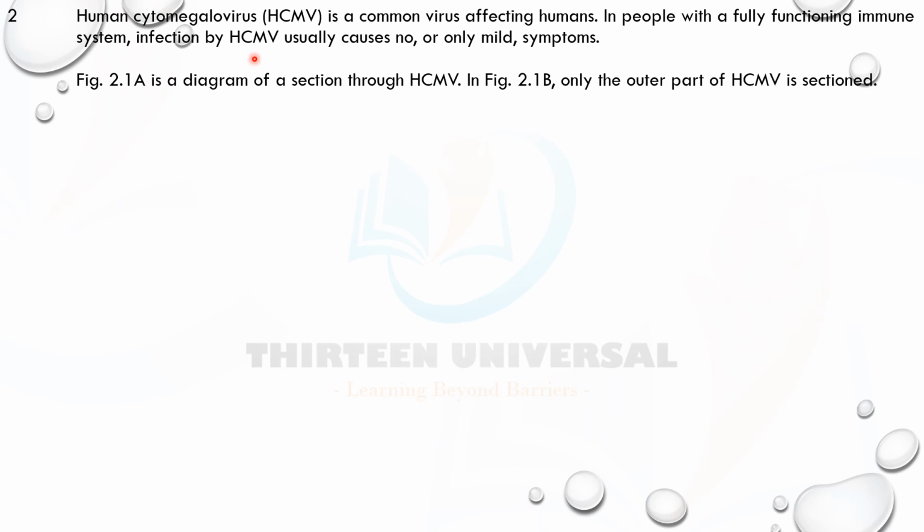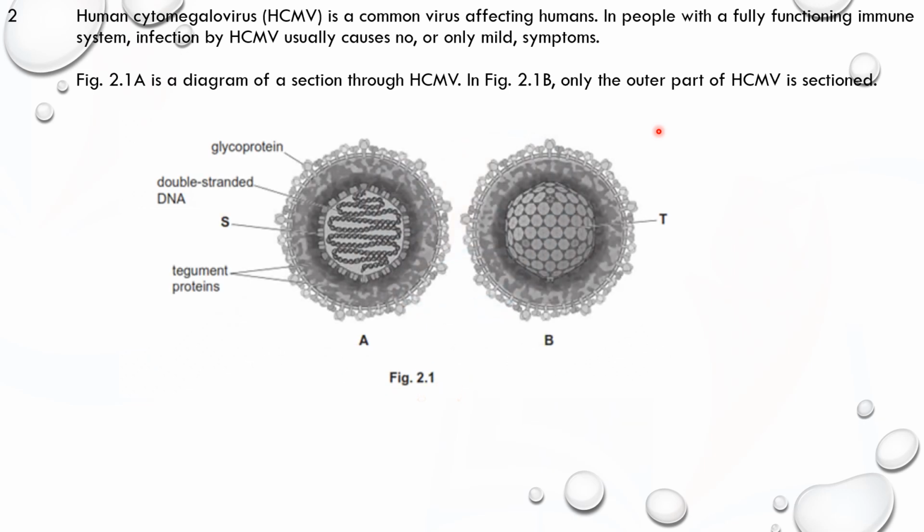Human cytomegalovirus is a common virus affecting humans. In people with a fully functioning immune system, infection by HCMV usually causes no or only mild symptoms. Fig 2.1 is a diagram of a section through HCMV. In Fig 2.1b, only the outer part of the HCMV is sectioned. So it is the same virus but different views and orientation. This A is sectioned through this. V is the outer coat.